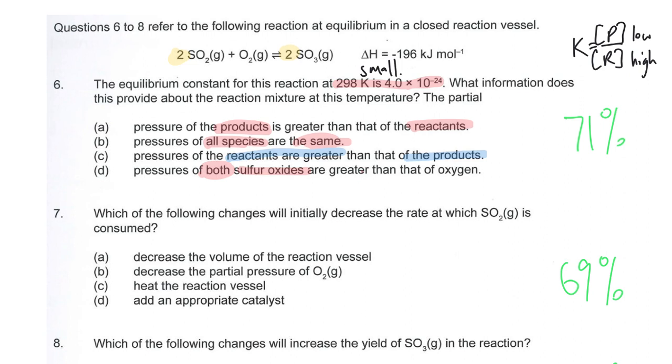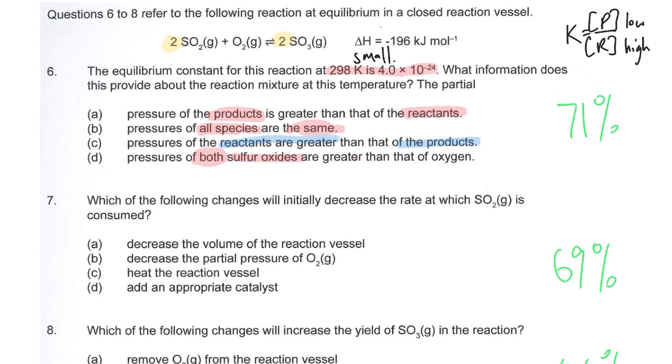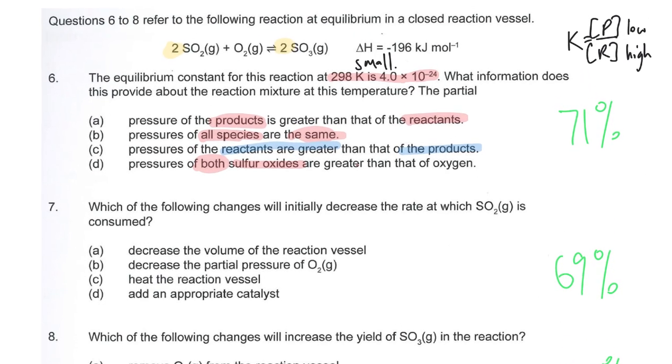Okay, so let's have a look at the next one. Which of the following changes will initially decrease the rate at which SO2 is consumed? Okay, so the key thing here is that you're looking at the word rate. You always need to be looking at these equilibrium questions and saying, okay, what is it asking me? Rate or yield or something else? Okay, so which of the following changes will initially decrease the rate?